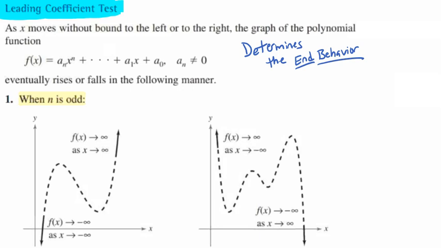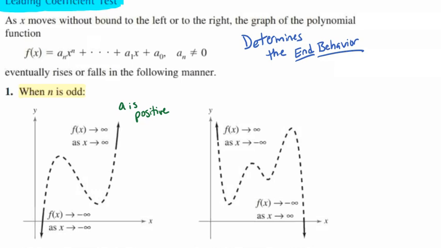So when n is odd, you have two choices. The a value can either be positive or the a value can be negative. And so you end up with two choices of graphs. So here on the left in our first graph, we're seeing an example where a is positive. Notice that as x goes from negative infinity up to positive infinity, we go from negative infinity to positive infinity.